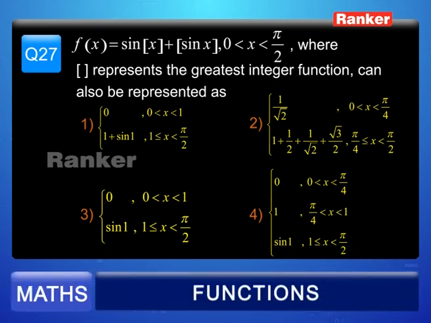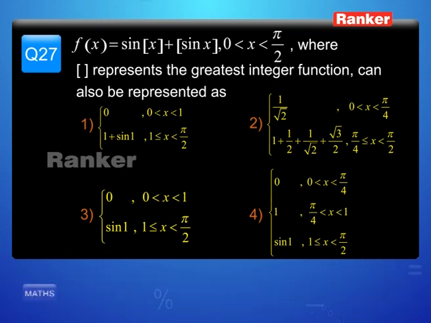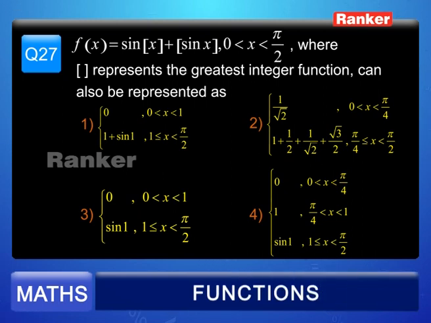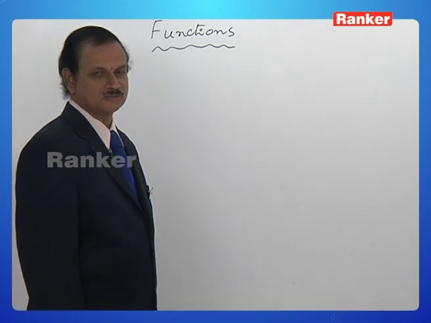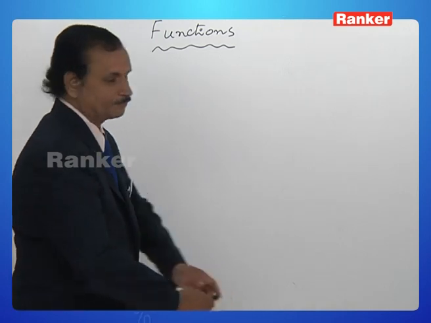And the third option is, it is 0 when 0 less than x less than 1, and sine 1 if 1 less than or equal to x less than pi by 2. The fourth option is 0 if 0 less than x less than pi by 4, 1 if pi by 4 less than x less than 1, and sine 1 if 1 less than or equal to x less than pi by 2. So here we are supposed to observe all the 4 options and examine the validity of the function.